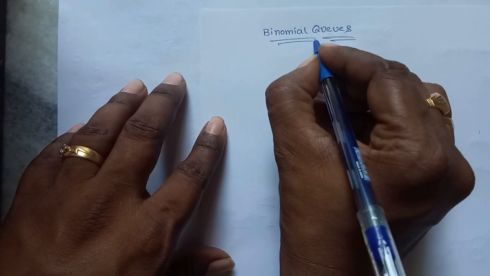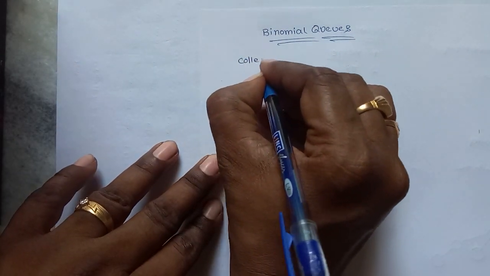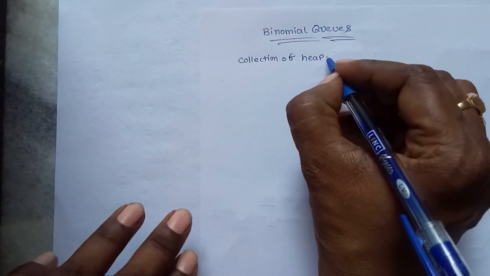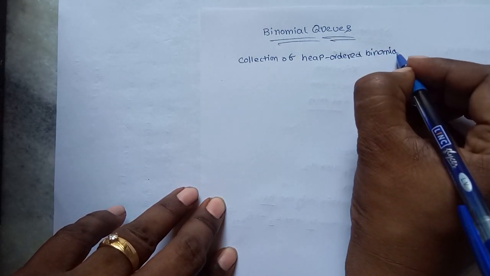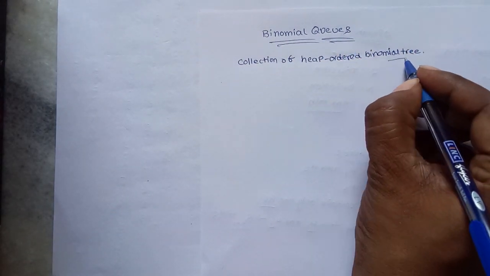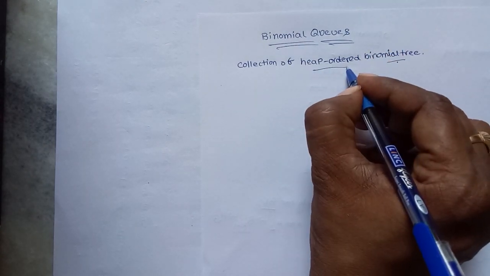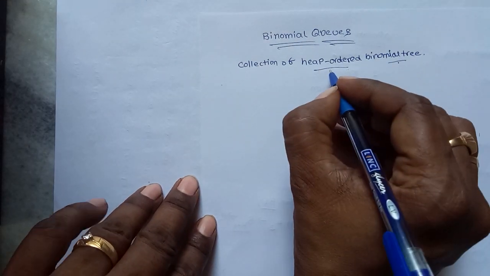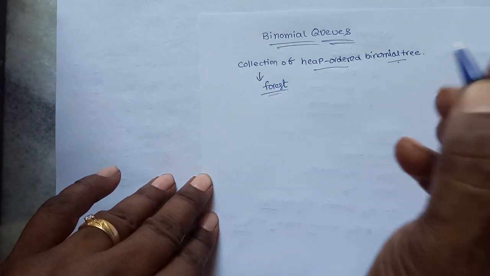Today we will discuss the concept of binomial queues. A binomial queue is simply a collection of heap ordered binomial trees. That is, here the queue is simply a collection of binomial trees, and remember, each binomial tree satisfies the heap order property. So here there is no conditional structure property. The binomial tree satisfies the heap order property. This collection is also called a forest.